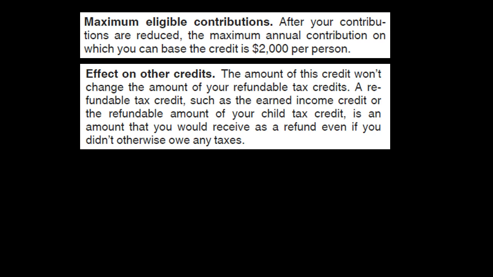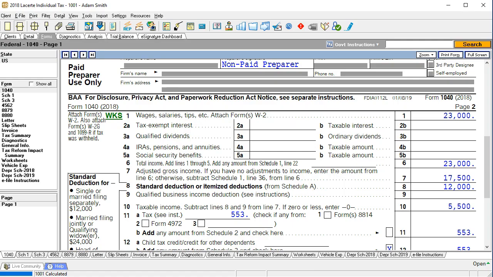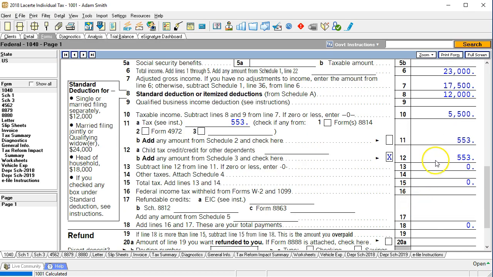The amount of this credit won't change the amount of your refundable tax credits. A refundable tax credit, such as an earned income credit or the refundable amount of your child tax credit, is an amount that you would receive as a refund even if you didn't otherwise owe any taxes. So note, as we consider these credits down here, we're going to have credits on line 12, which basically can usually bring the liability down to zero, but not below.